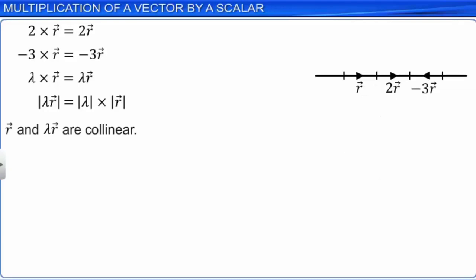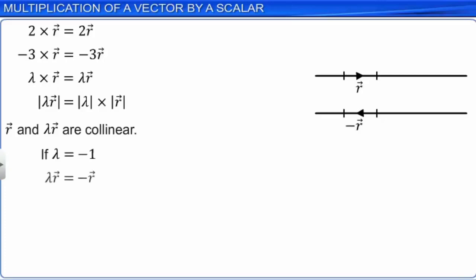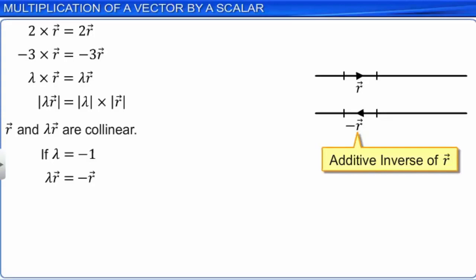Now, let us take some special cases. Multiplying a given vector r by -1, we get vector minus r, which is equal in magnitude but opposite in direction to vector r. Vectors r and -r are called additive inverses of each other, and their sum is a zero vector.